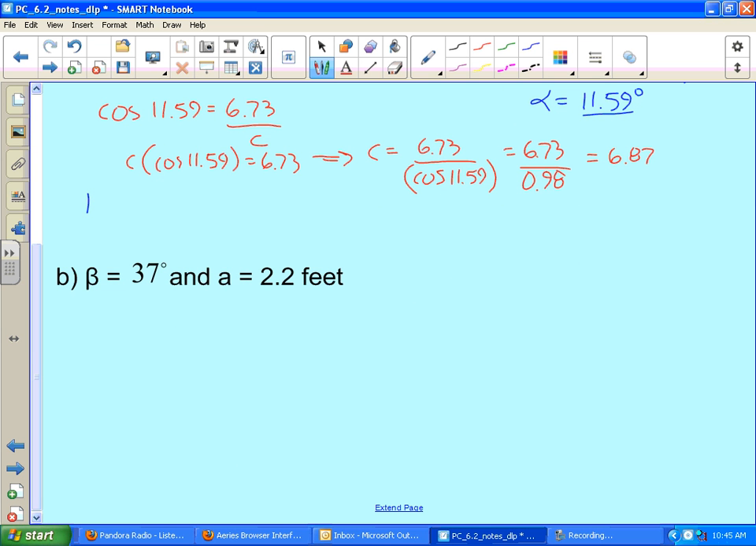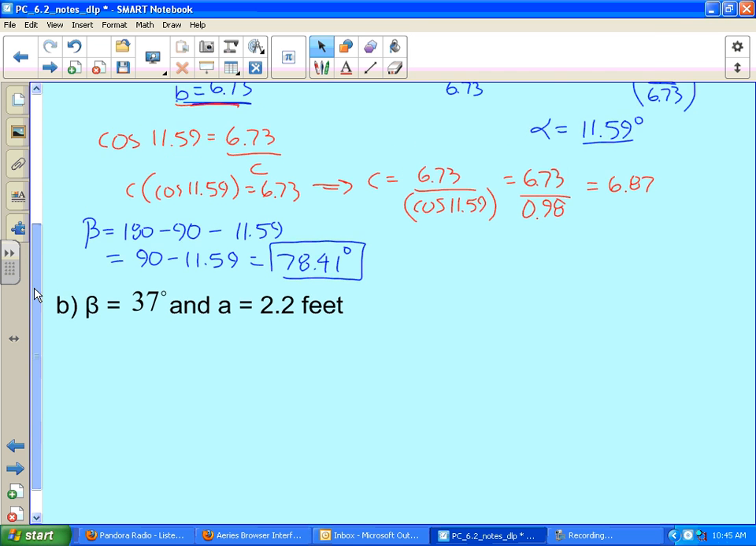So beta would be 180 minus 90 minus 11.59. You know, really, I don't even need to do the 180 minus. I can just do 90 minus, because those two angles have to add up to 90. And here we're going to get 78.41. There's my angle beta. So now I have solved the triangle. I have found all of the missing parts.